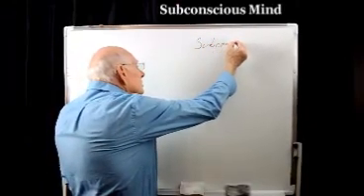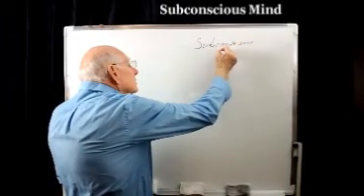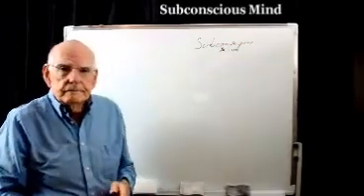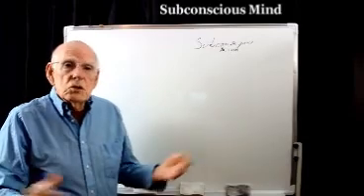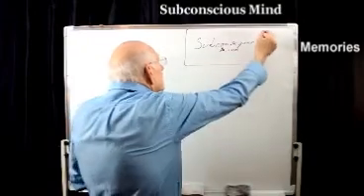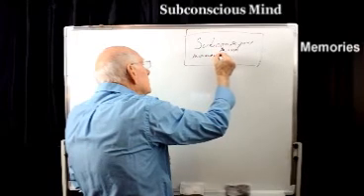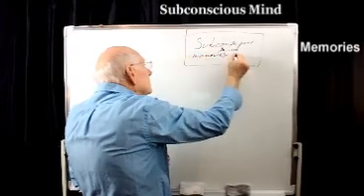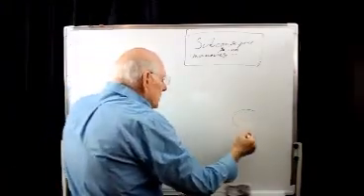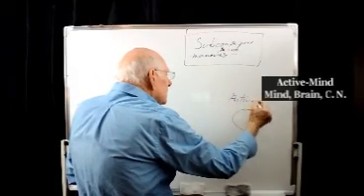Subconscious mind. What's in the subconscious mind? Memories. That's all, only memories. So, we have that little square up here, and that's where the memories are. Then they come down into the active mind.